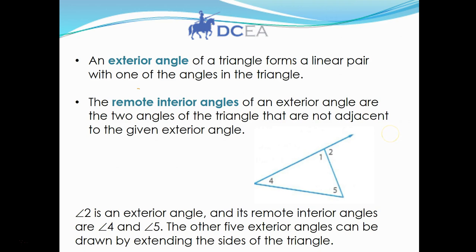An exterior angle of a triangle forms a linear pair with one of the angles in the triangle. Let's take a look at this triangle. We've extended one of the sides, and by extending that side, we've created this angle right here. This is called an exterior angle. So we're talking about angle 2.